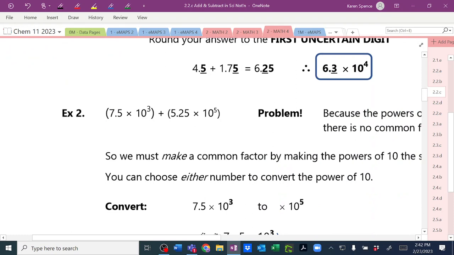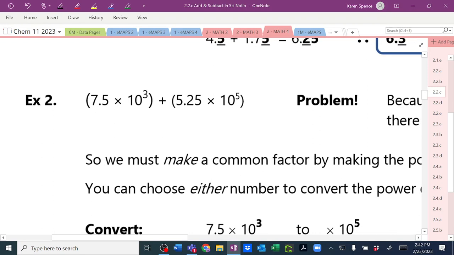Here's our next one. Now, we would like to factor out our powers of 10, but what is the problem here? I have a 10 to the 3 and I have a 10 to the 5. So do I have a common factor? No. So what I need to do is I need to change one of them to the other power of 10. Just to start with, let's start by changing the 10 to the 3 to a 10 to the 5. Okay, so now it's going to match.